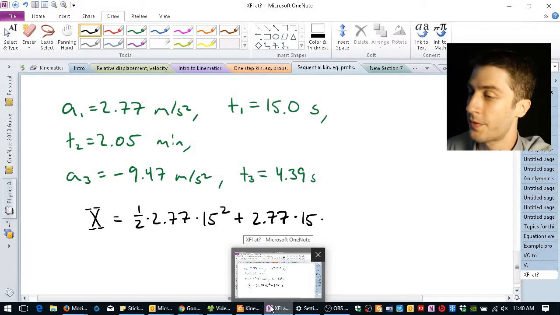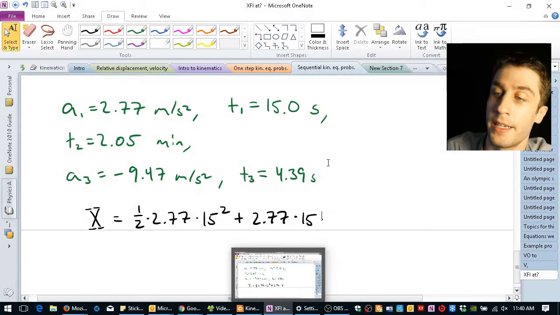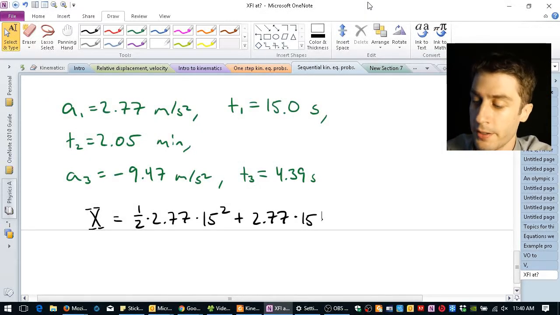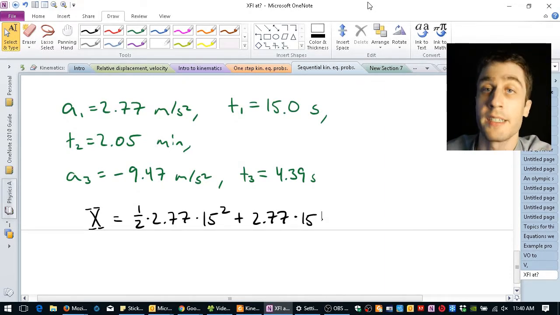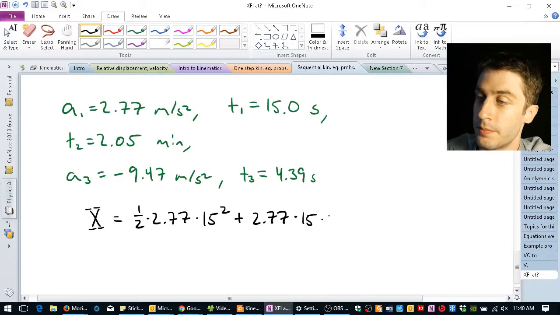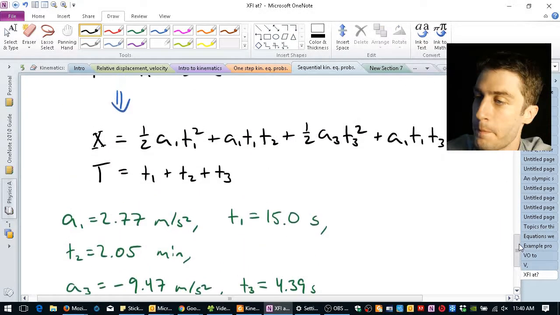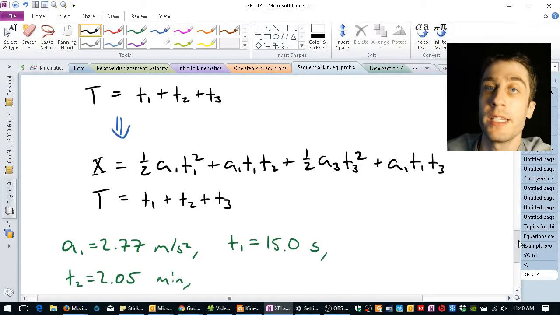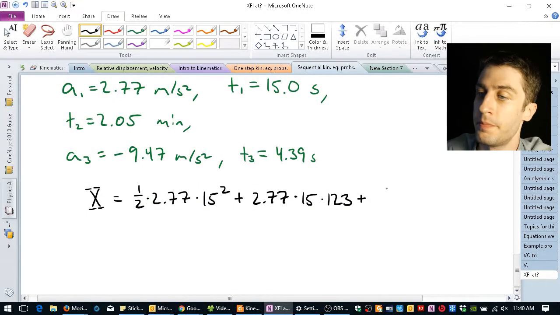Now you have to be a little bit careful. We need to convert that into seconds. You should know how to do your unit conversions. But 2.05 minutes converted to seconds is 123 seconds. And 1/2 A3 T3 squared. I'll put that on the next line. 1/2 times negative 9.47 times 4.39 squared.